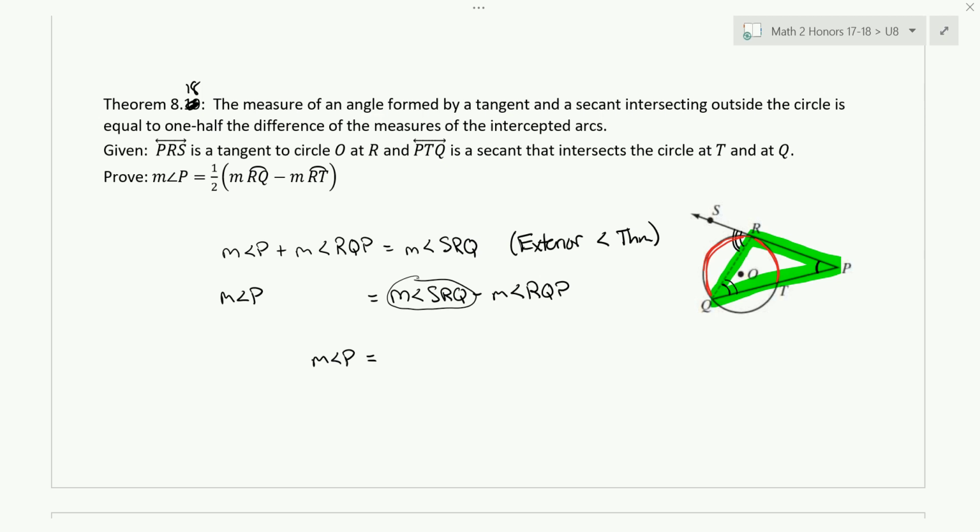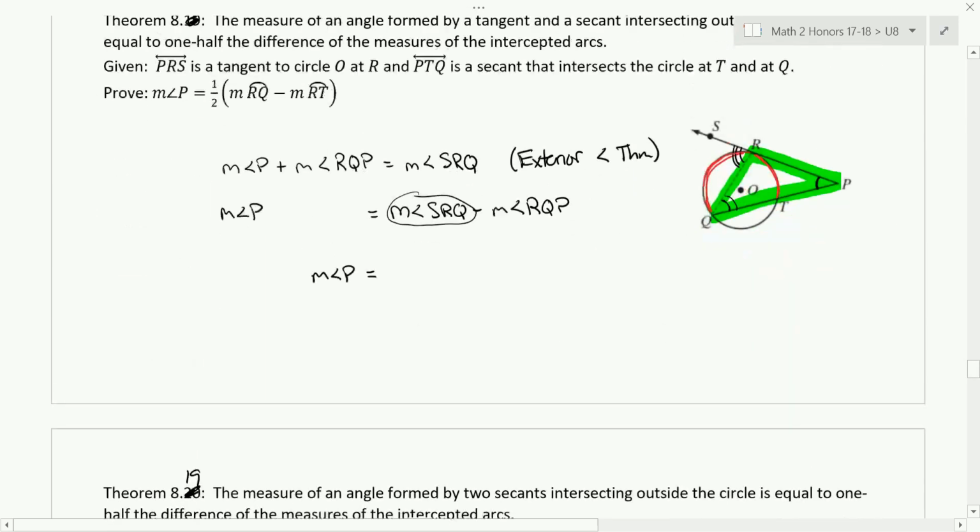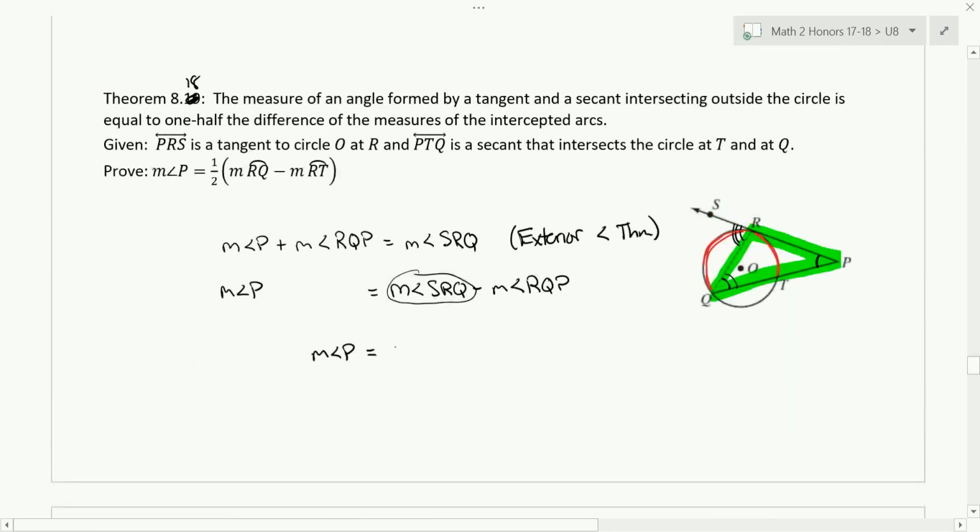So SRQ is an angle between a tangent and a chord, right? And the one I just proved with you back here at theorem 8.16 was that same scenario, and we saw how it relates to the arc. And so we could replace the measure of that angle with 1/2 the measure of which arc? RQ. Okay. And we'll leave the measure of angle RQP right now. And that's from theorem 8.16.